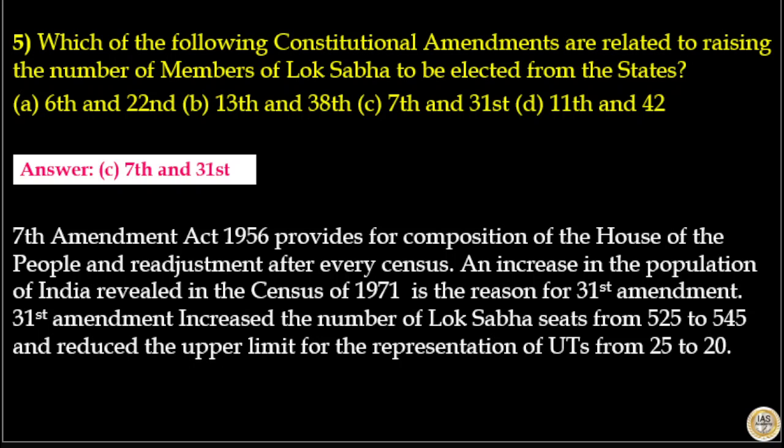7th Amendment Act 1956 provides for composition of the House of the People and readjustment after every census. An increase in the population of India revealed in the census of 1971 is the reason for the 31st Amendment. 31st Amendment increased the number of Lok Sabha seats from 525 to 545 and reduced the upper limit for the representation of union territories from 25 to 20. So, here the answer to this question is option C, 7th and 31st Amendments.